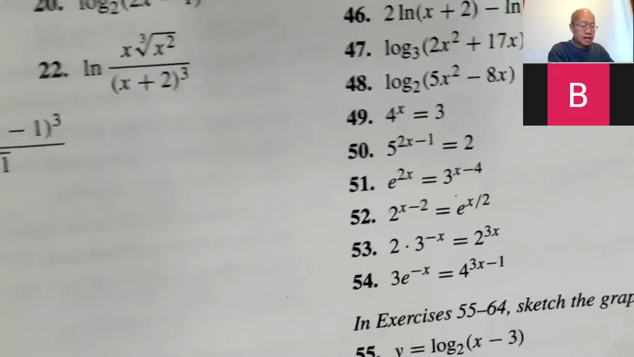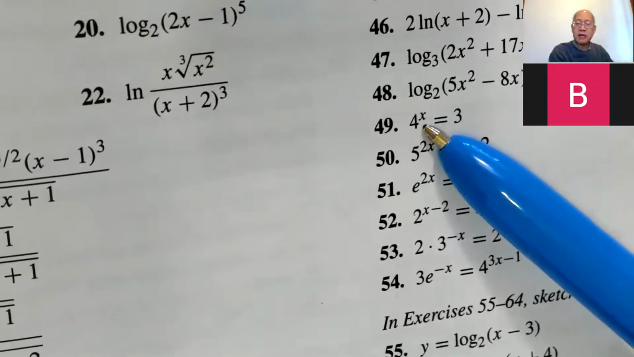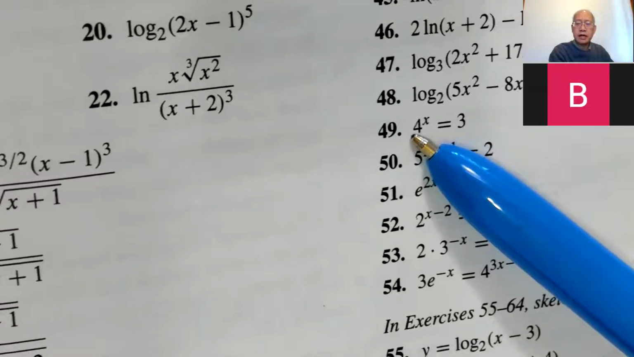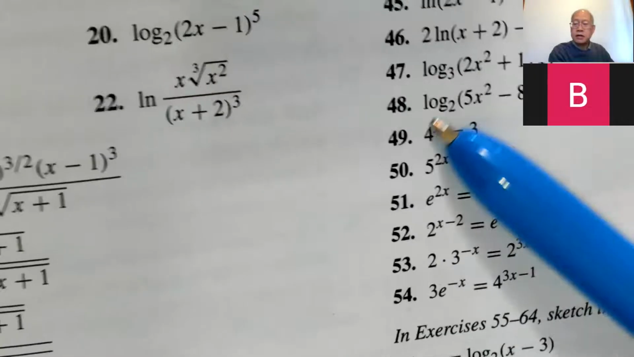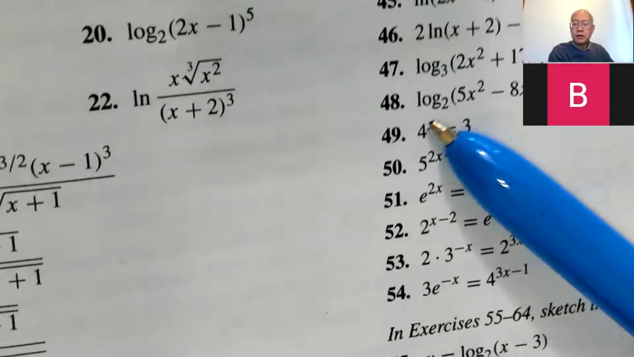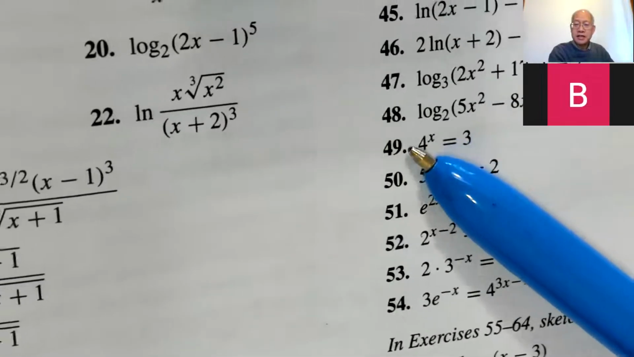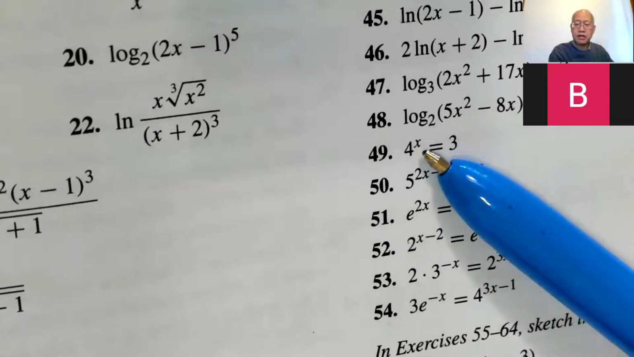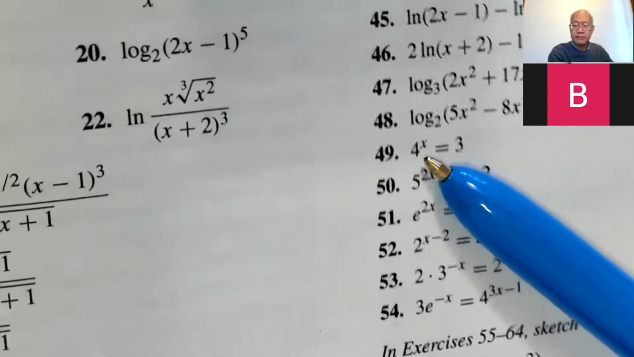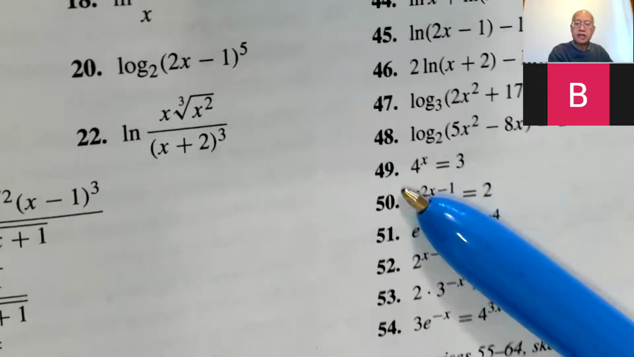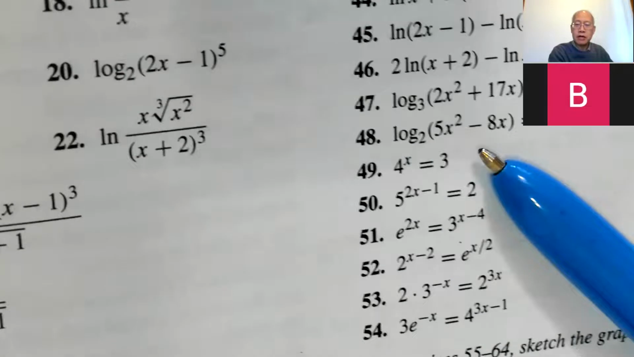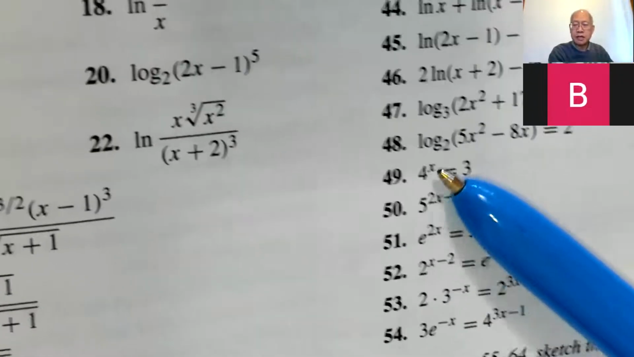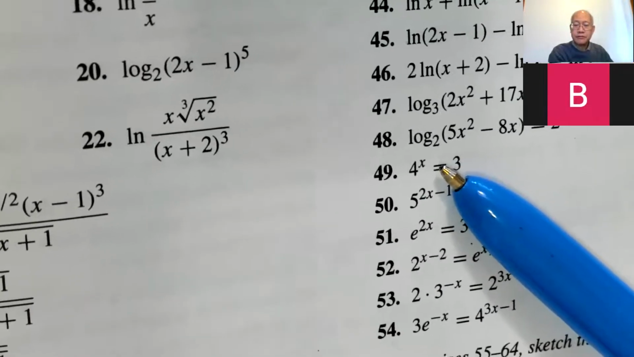I've had students that just say, well, I don't know how to do that. I'll just kind of slide the x down and make it 4x equals 3 and solve x equals 3/4. No. You're not going to get credit for that. It's 4 raised to the x power equals 3. So if you try that trick on a test, I'm not going to give you credit, right?